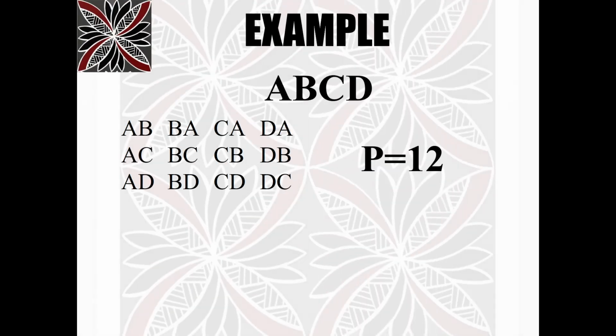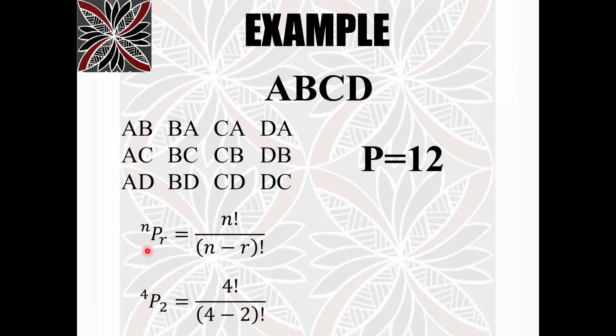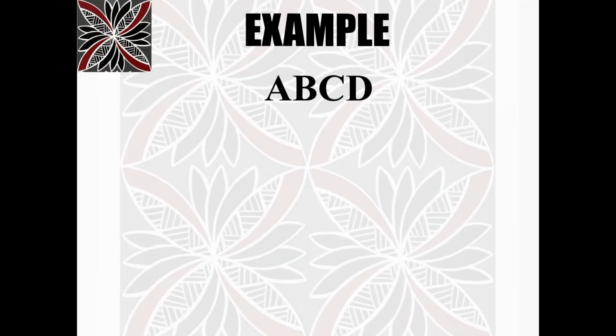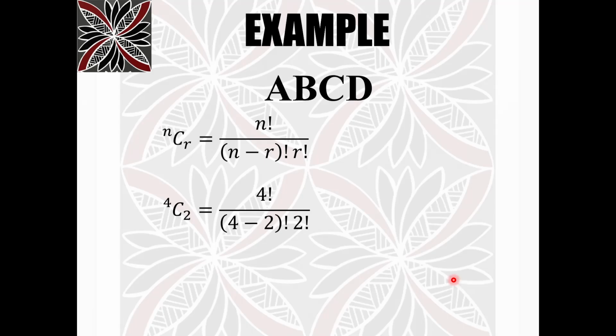Okay, so now the formula. We have four letters and we are picking two, so n is 4 and r is 2. If you apply the formula, we get our answer of 12. Also on your calculator, you should have a P. You can press 4P2 equals, and you should get 12. Combination, same thing. You also have a C on your calculator. If you press 4C2, you should get the answer of 6.